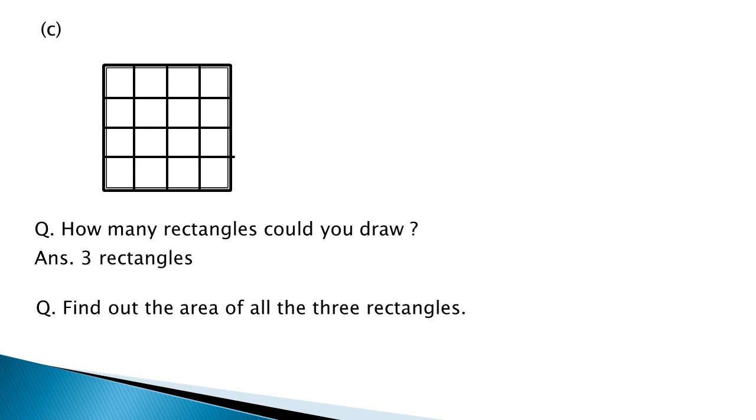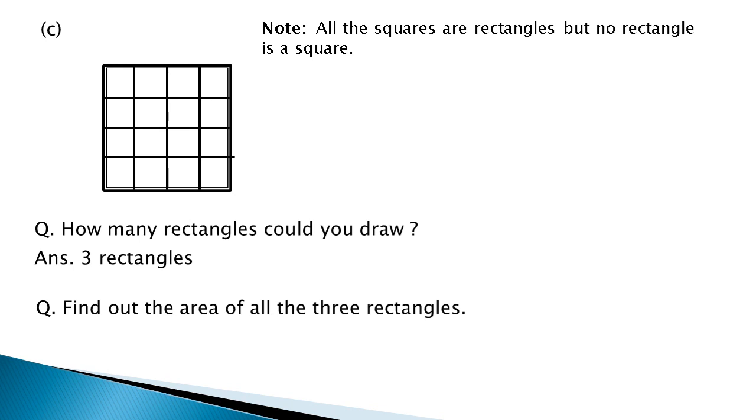Don't get confused. Okay, it is very simple. A square has all the four sides equal. It means opposite sides are also equal. That is why squares are rectangles. But in a rectangle only opposite sides are equal, so no rectangle is a square. I have given a note here and you can read that all the squares are rectangles, but no rectangle is a square. So this is another way to draw the rectangle which has 16 squares.